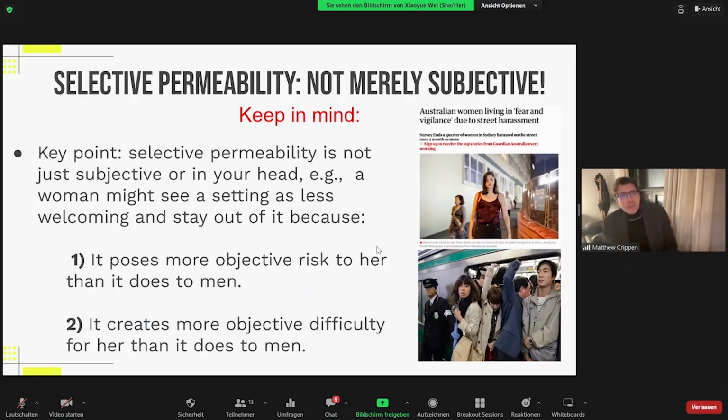So the key point is that selective permeability is not subjective or just in your head. For example, a woman might see a setting as less welcoming and stay out of it because it may pose more objective risk to her than it does to men, or it may just make things objectively more difficult for her than it does for men.